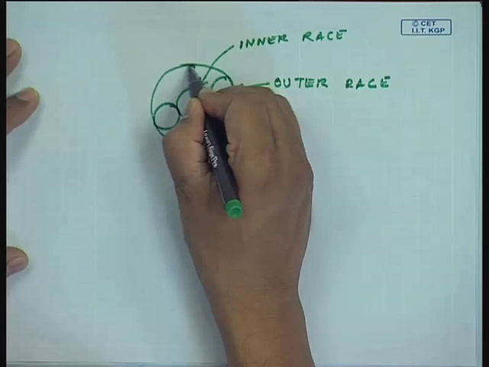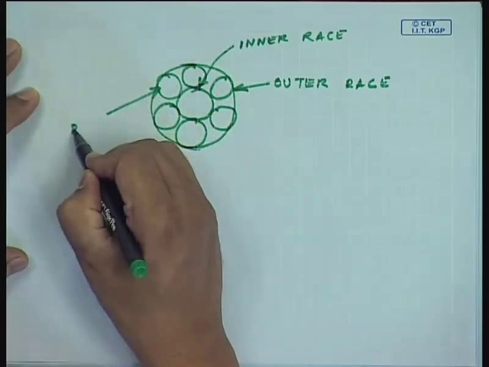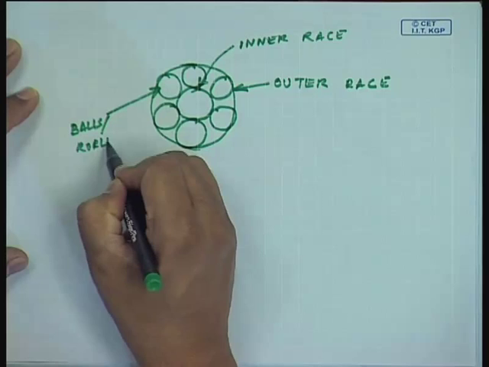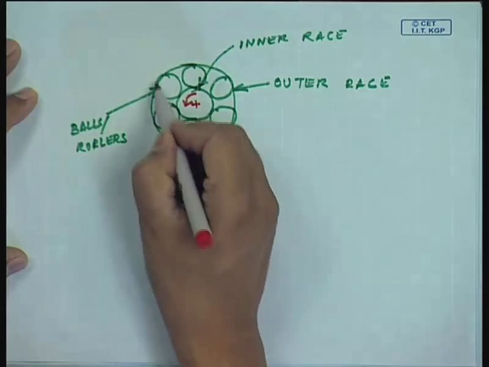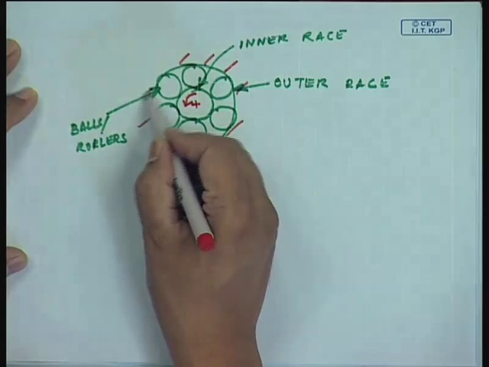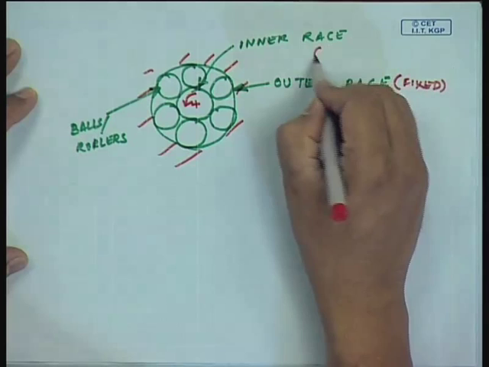And these are the balls or rollers. Okay. Now, there are possible scenarios. This is rotating and this is usually fixed. The outer race is fixed in our case and this is rotating.